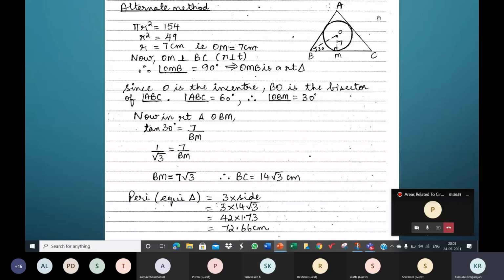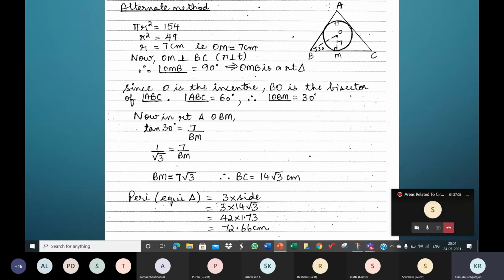So this radius and the tangent at the point of contact are perpendicular to each other. That's what you see here. Radius perpendicular to tangent by the theorem. So with the help of the area, we find the radius. Then we have constructed a right triangle here. OM is perpendicular to BC, radius perpendicular to tangent. M is the point of contact of the tangent.